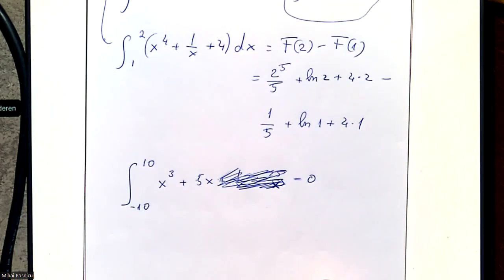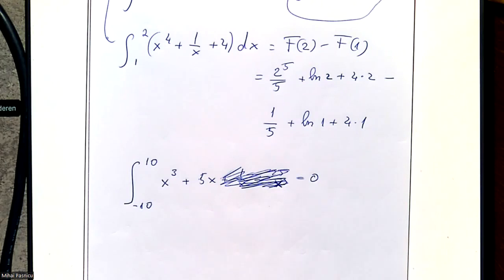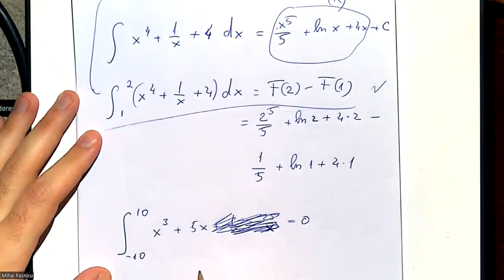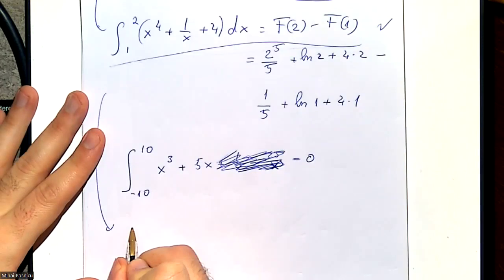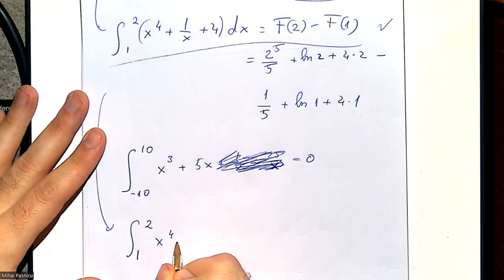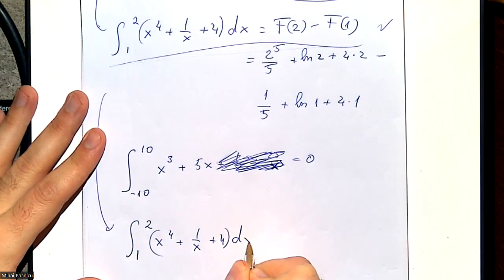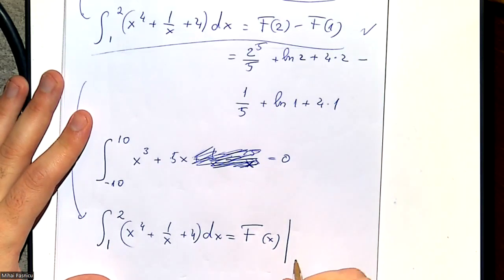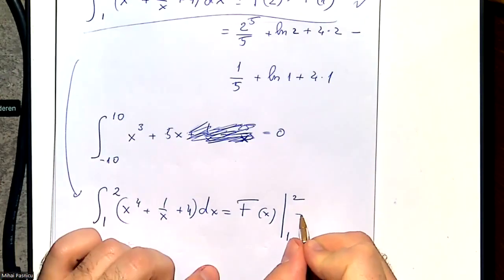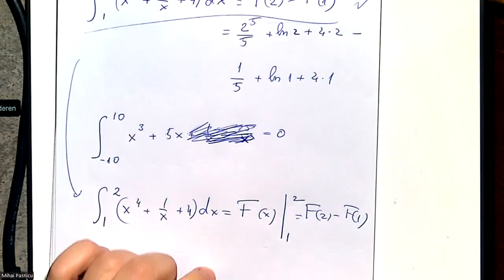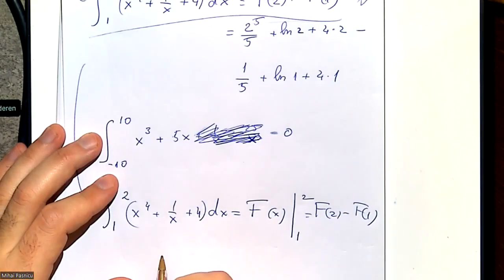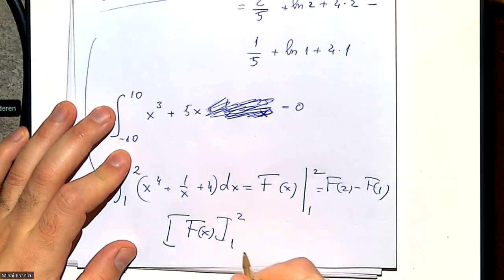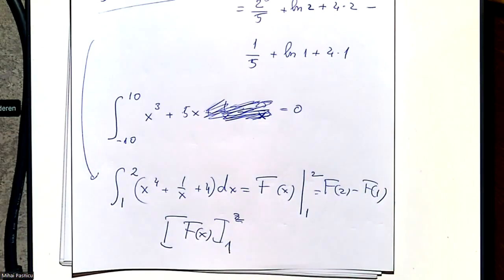First of all, a couple of notations that people have seen, and maybe they're common. We wrote this, which is perfectly correct. Another way of writing this is the integral from 1 to 2 of x^4 plus 1/x plus 4 dx equals F(x), the primitive, the antiderivative, evaluated from 1 to 2. Which is basically just the same as F(2) minus F(1). But this is just another notation for it. Other notations include F(x) between 2 and 1. So everything works. This is just shorter writing, I guess.